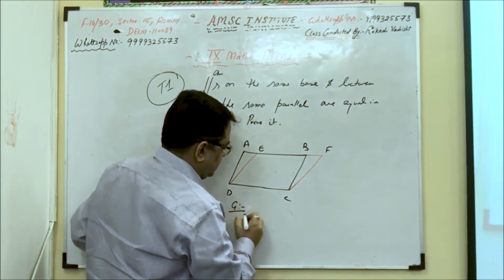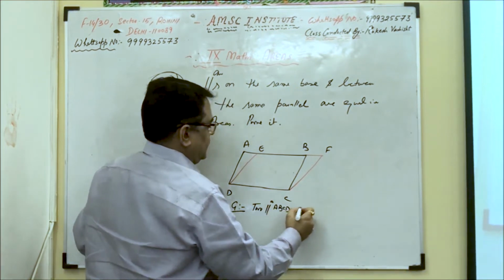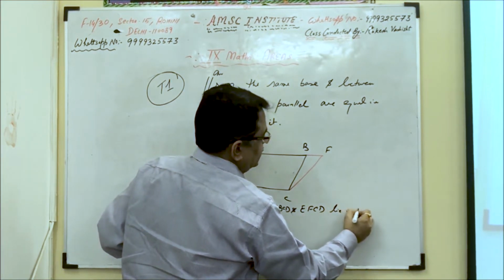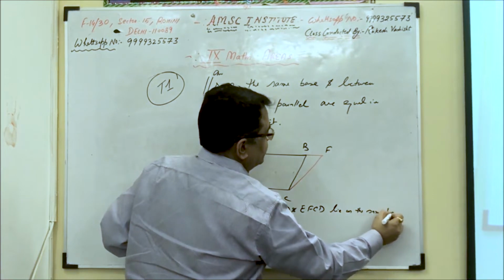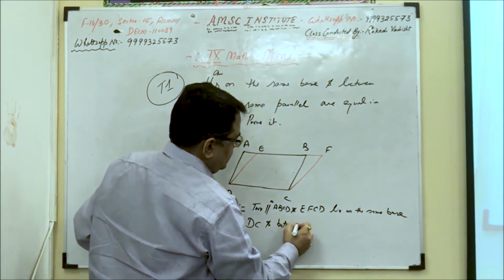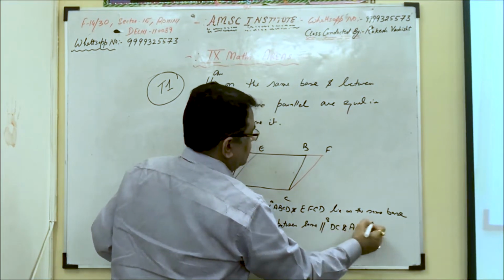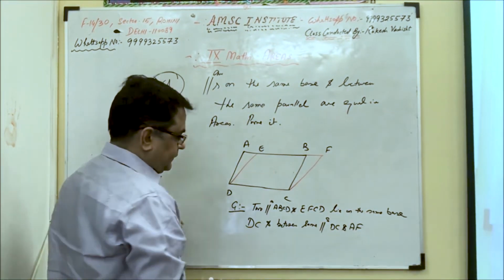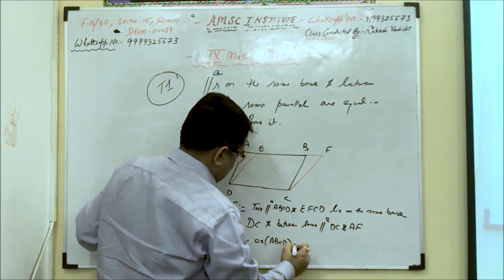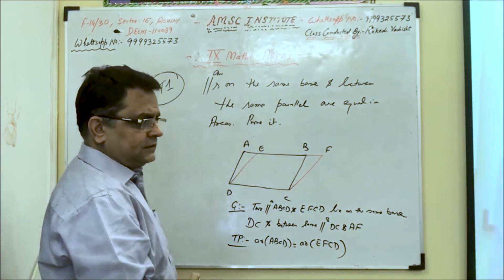Given: two parallelograms ABCD and EFCD lie on the same base BC and between the same parallels DC and AF. To prove: area of ABCD is equal to area of EFCD. Right? You will tell me the answer.